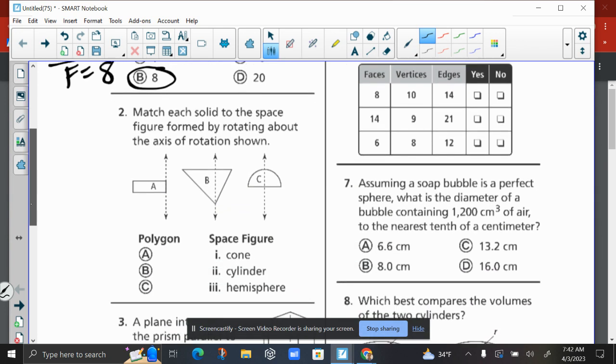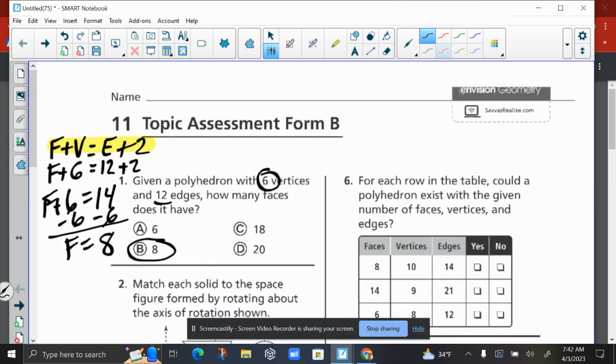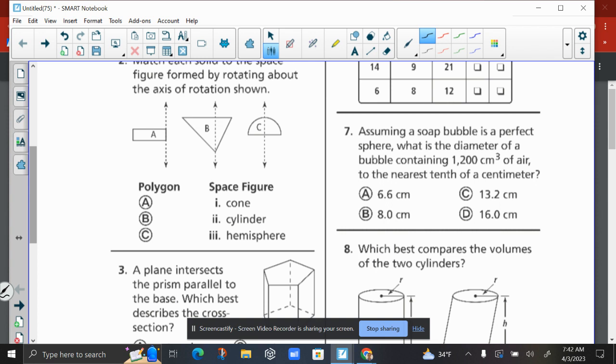Next one here, number 2. Match each solid to the space figure formed by rotating about the axis of rotation. So on this, remember, anytime we rotate a 2D shape, like A here, a rectangle, it's going to make a circular figure. So this is going to wrap around and be circular. This point is going to wrap around and be circular. So we get a cylinder type shape. So A is going to be a cylinder.